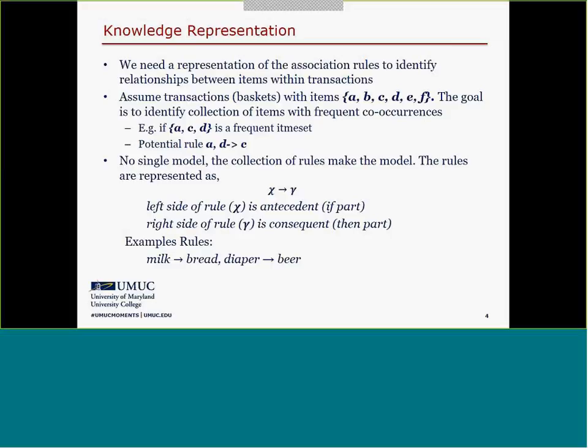So we were talking about the representation of the knowledge. How do we represent the rules? So assume a transaction. When we say transaction, especially basket, this is another name for association mining, market basket analysis. So if your basket has, let's say, these 6 items, A, B, C, D, E, and F, the goal is to identify a collection of items that happen to occur together. Again, how frequent is defined by a quantitative measure that we will see in the next few slides.